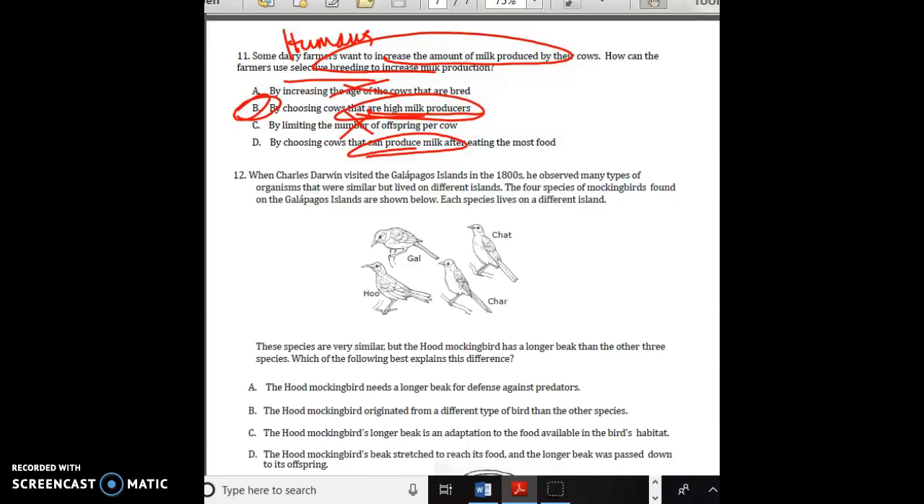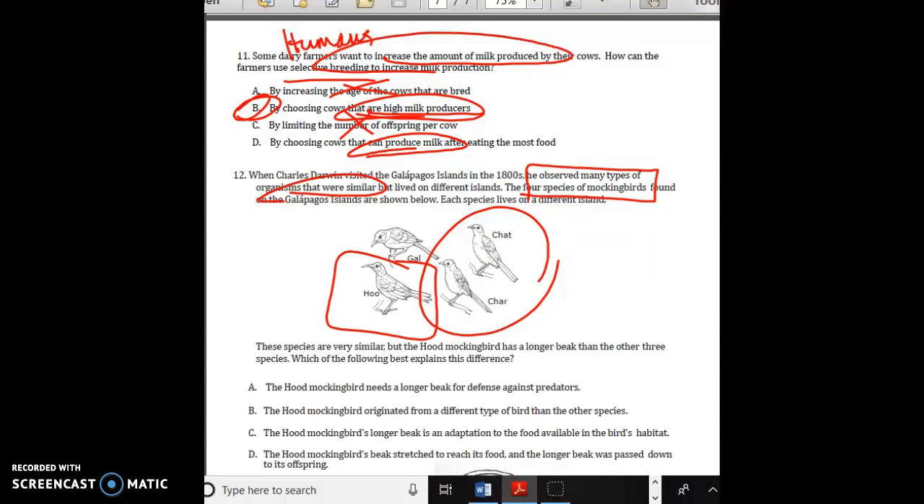All right, when Charles Darwin visited the Galapagos Islands in the 1800s, he observed many types of organisms that were similar, but lived on different islands. The 4 species of mockingbirds found on the Galapagos Islands are shown below. So all of these are mockingbird species. They obviously do have some differences, primarily in their beaks. These species are very similar, but the hood mockingbird, that's this one, has a longer beak than the other 3 species. Which of the following best explains this difference?